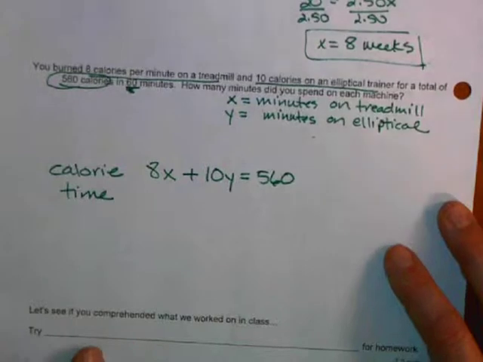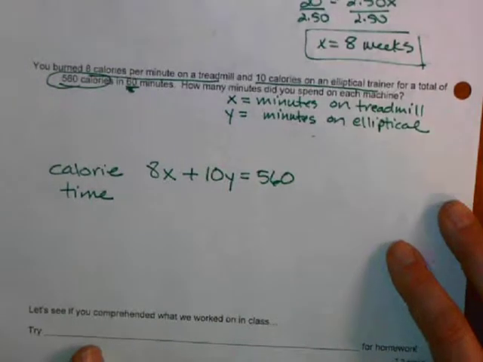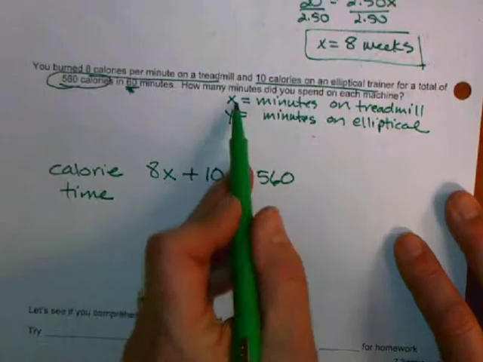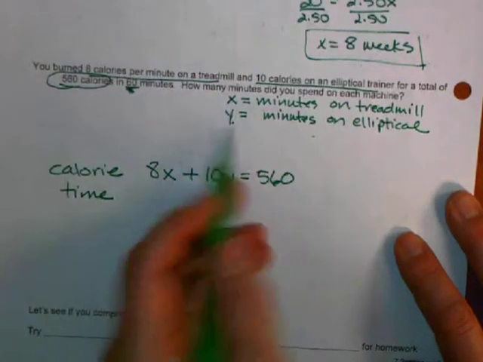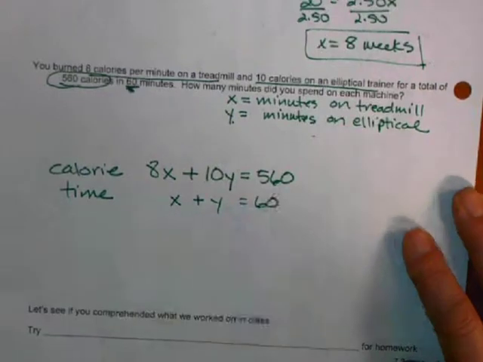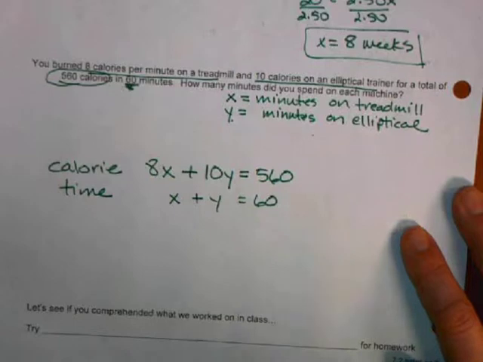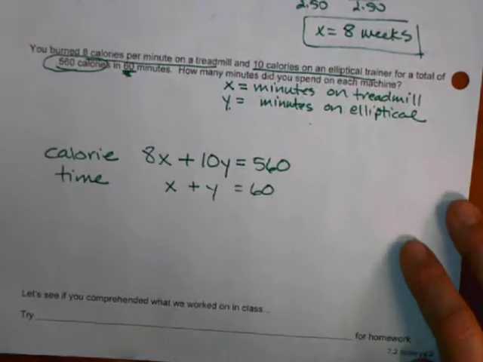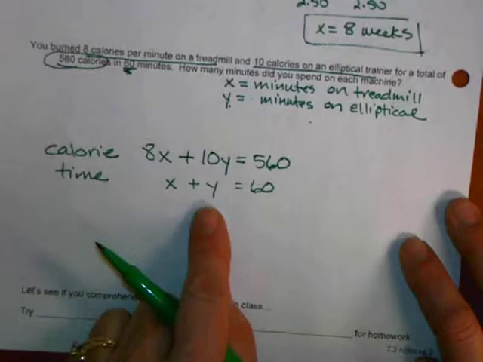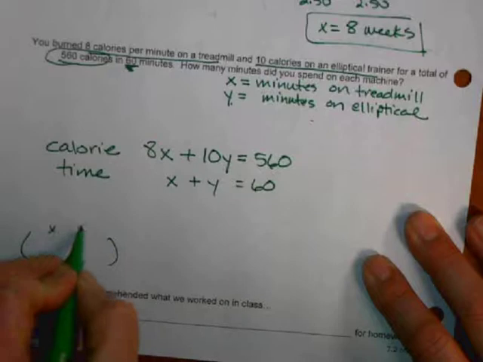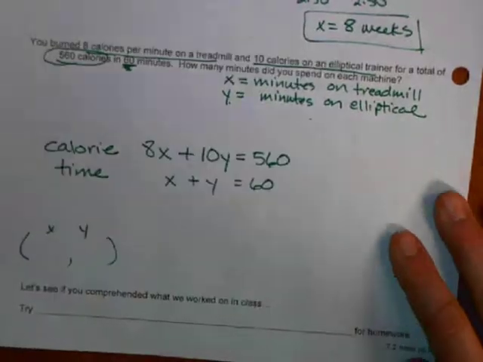The other one is the time. How long was I on it altogether, exercising? And I had minutes on both the treadmill and the elliptical. So it's just X plus Y equals 60 minutes. Time equation, calorie equation. Okay? Oh, I can use substitution to solve this. I do need an ordered pair here. I need an X and a Y.